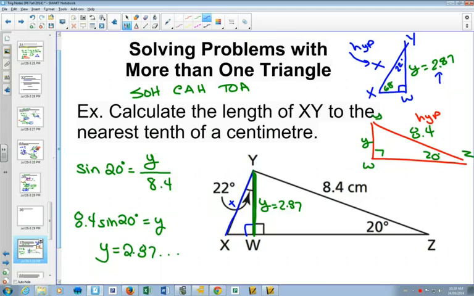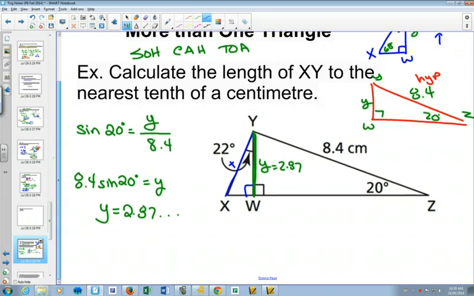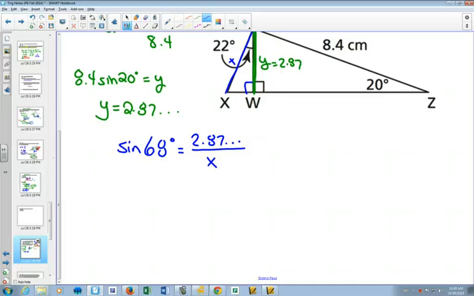So now going to our definitions, will we use sine, cos, or tan? Sine again. So we write it out again. Now it's going to be sine. We chose 68. The opposite side was the 2.87 divided by the hypotenuse is x. Again, if we multiply by x and divide by sine 68 at the same time, you'll get 2.87 divided by sine of 68.